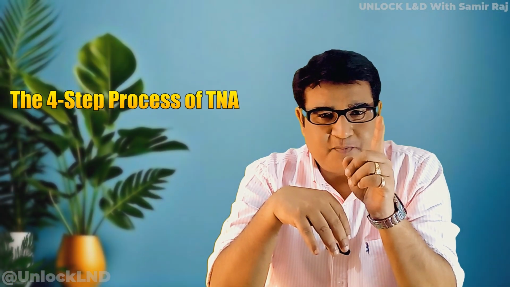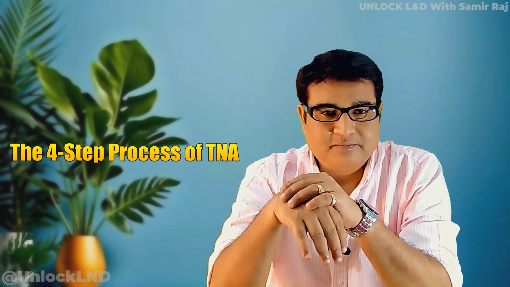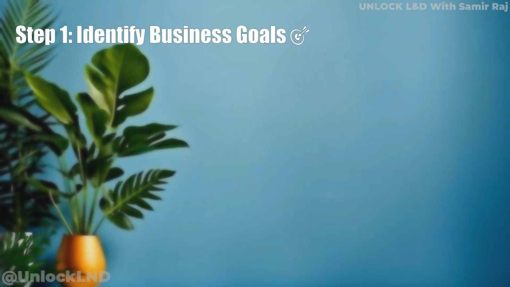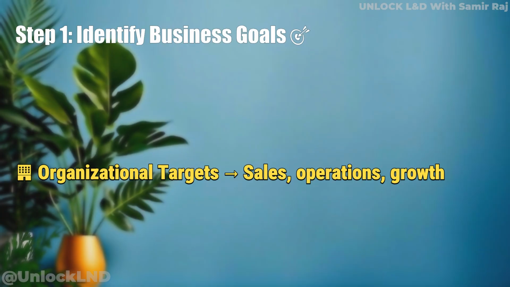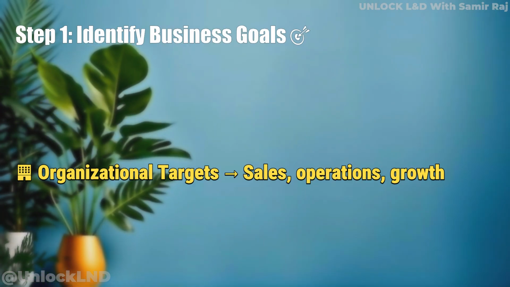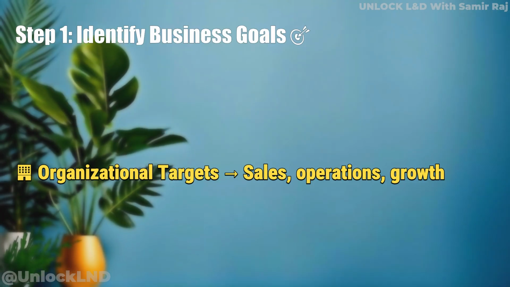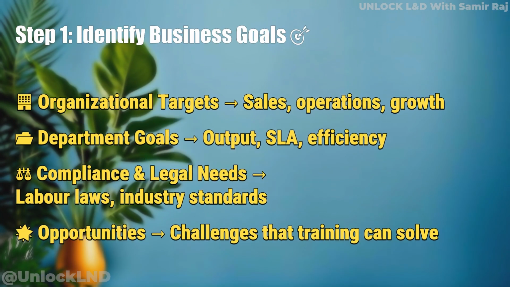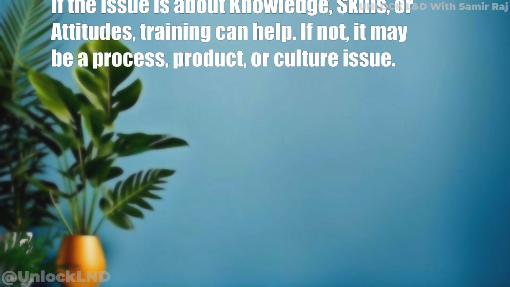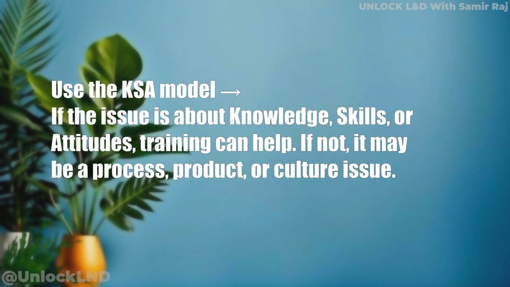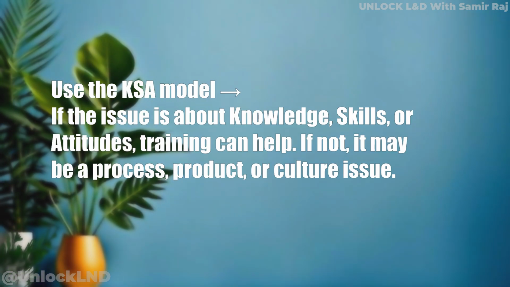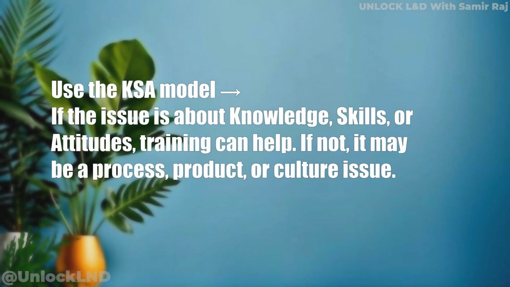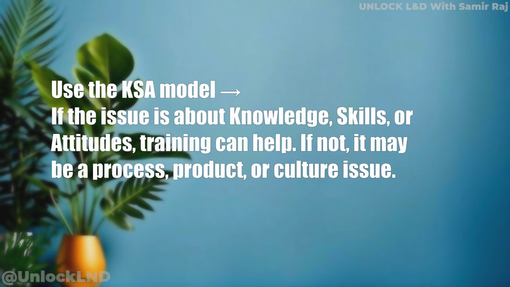Now, the 4-step process for TNA. Step 1. Identify business goals. Start with the end in mind. Look at company-wide objectives like sales targets, service levels, compliance requirements, operational KPIs. Use the KSA model. If the issue is about knowledge, skill, or attitude, training can help. If not, it may be a process, product, or cultural issue.